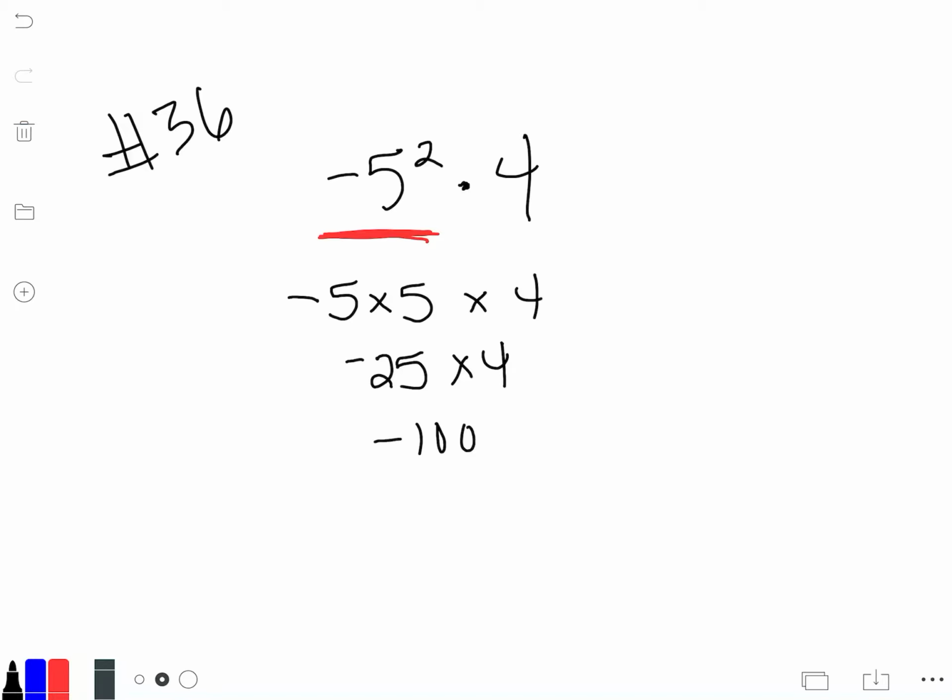That would be -100. Number 37 is similar, but I think you can try it now that you've seen this one. Again, don't hesitate to reach out for help if you need any help.